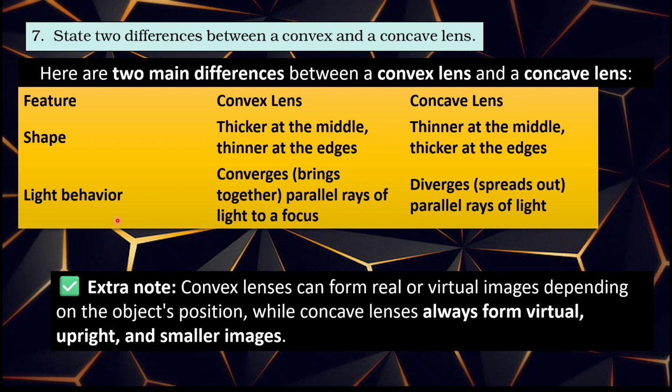Light behavior. Convex lens converges, bringing parallel rays of light together to a focus. Concave lens diverges, spreading out parallel rays of light. Convex lens can form real or virtual images depending on the object's position, while concave lenses always form virtual, upright, and smaller images.